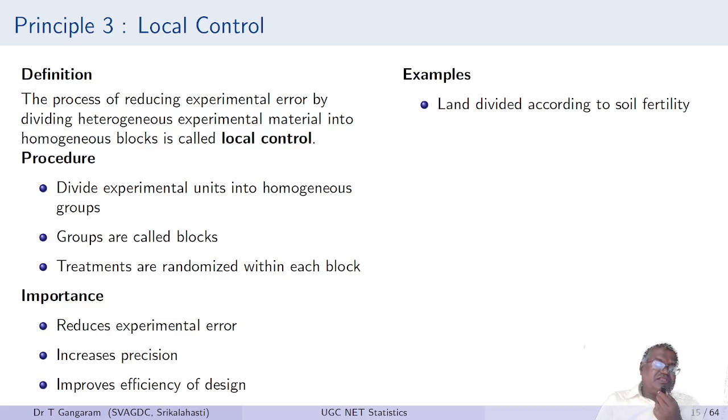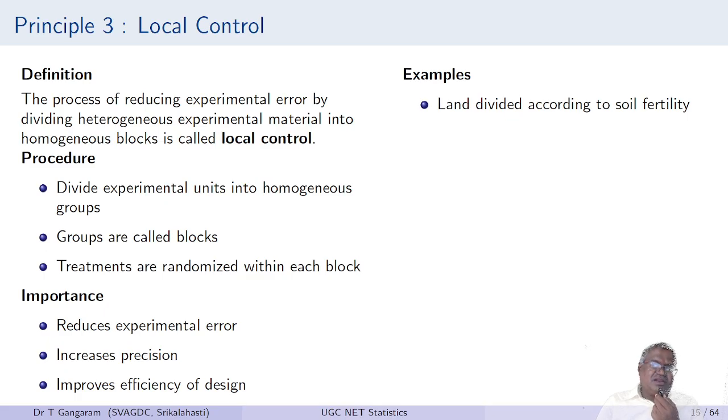Think of it this way: if a field has a clear soil fertility gradient, neighboring plots will naturally be far more homogeneous than distant plots. By grouping adjacent plots into a block, we ensure that the large fertility differences between blocks can be measured and statistically subtracted out from our final error term. This leaves us with a distinctly reduced, highly precise error variance.